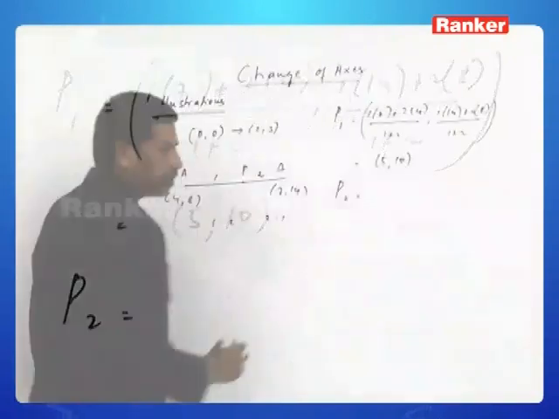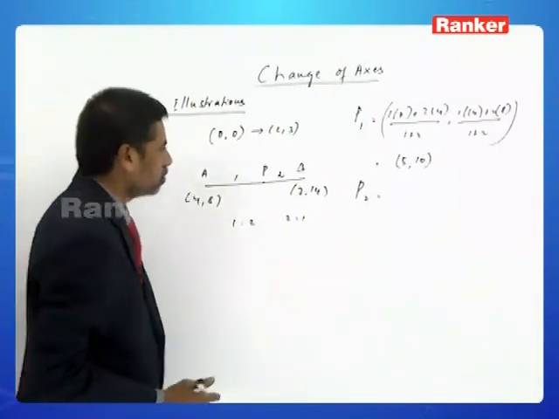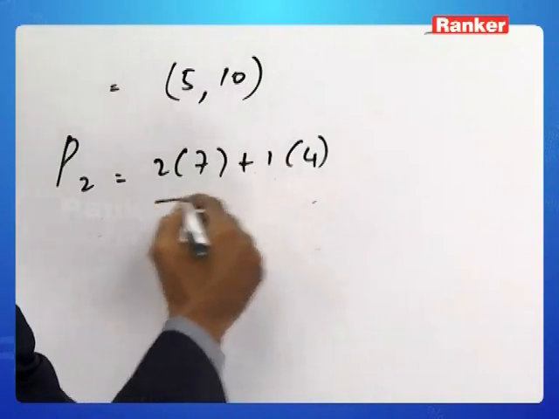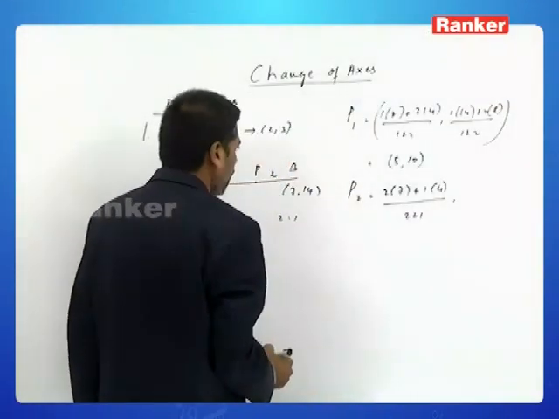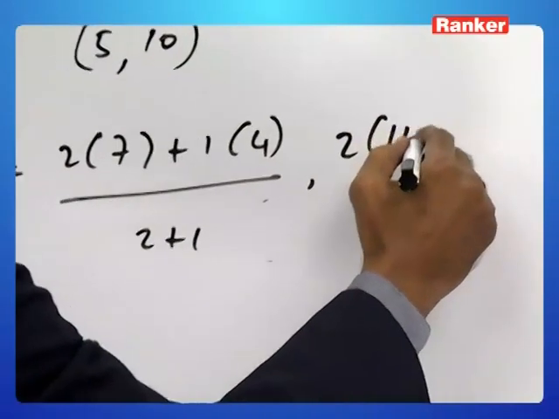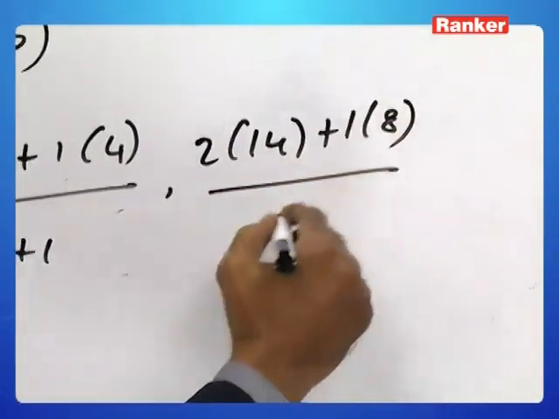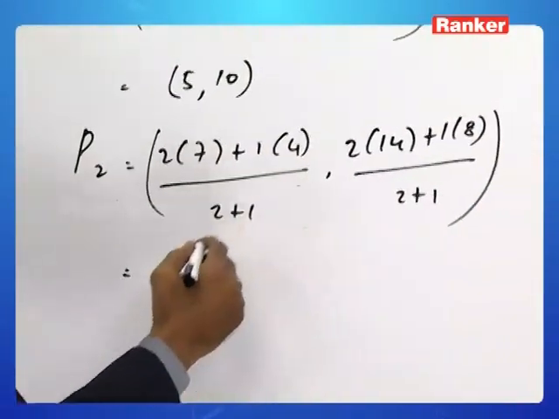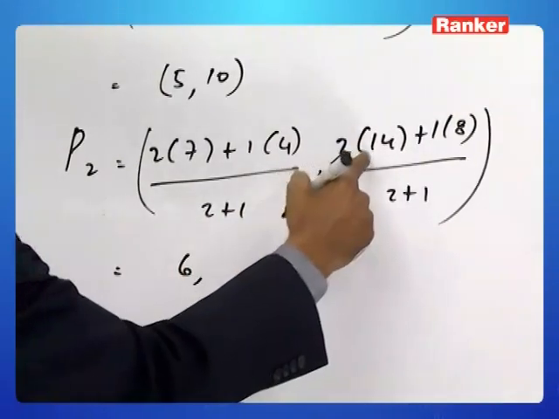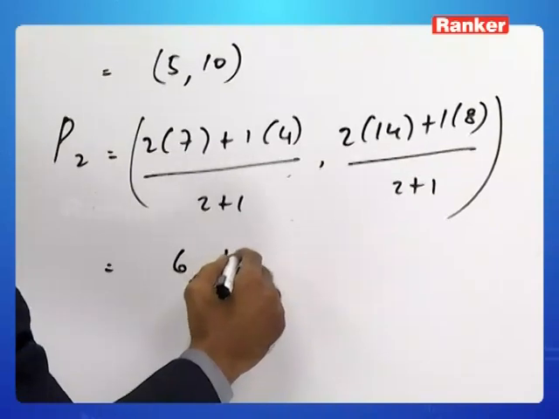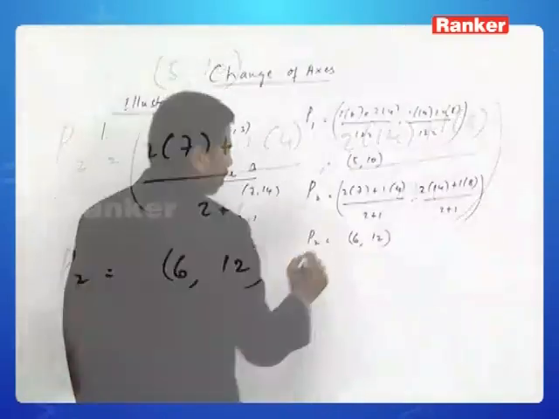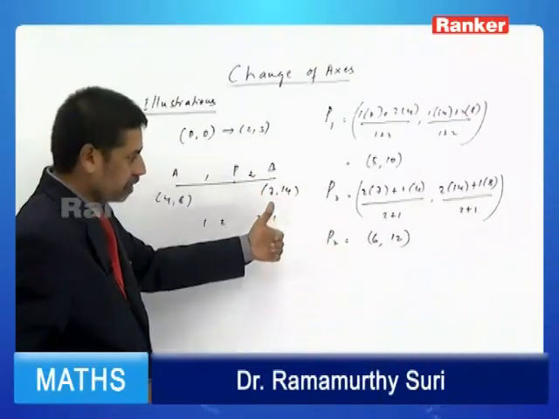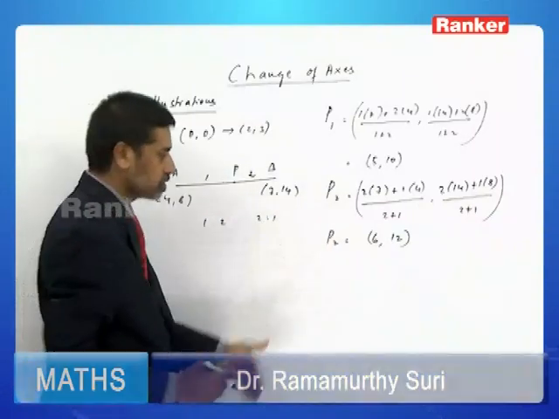The second possible location P2 is when we reverse the ratio. So now it is (2 into 7 plus 1 into 4) by (2 plus 1) and (2 into 14 plus 1 into 8) by (2 plus 1). 14 plus 4, 18 by 3 is 6. Then 28 plus 8 is 36 by 3, which is 12. Now these are the coordinates of P in the old system. Now we want the coordinates of P, that is P1 and P2, in the new system.